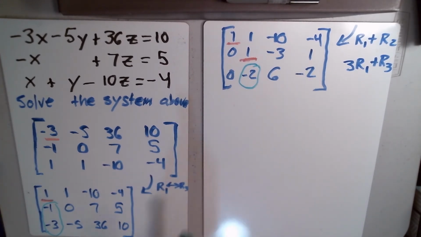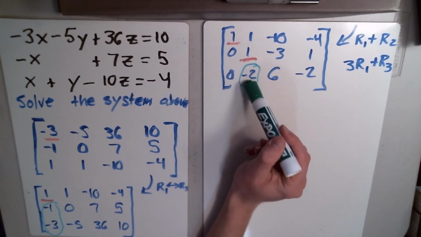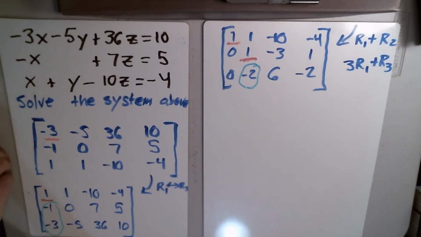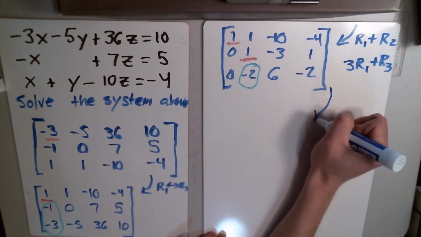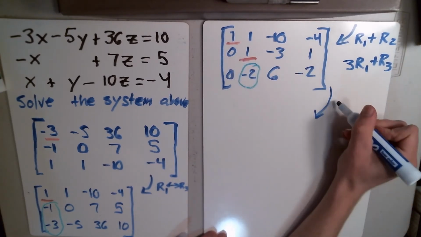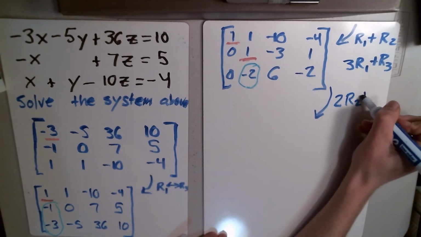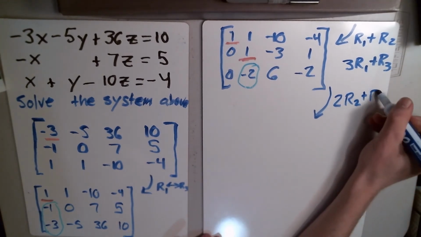So I'm going to use this row with this leading 1 and get rid of this -2 here. Okay. So what am I going to do? Well, to get rid of the -2, I need a +2 times row 2 plus row 3.